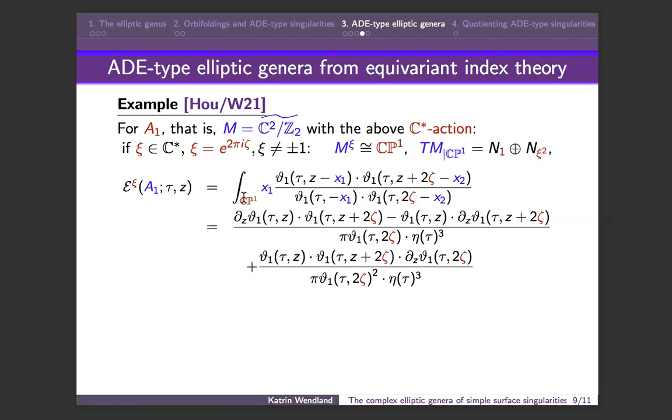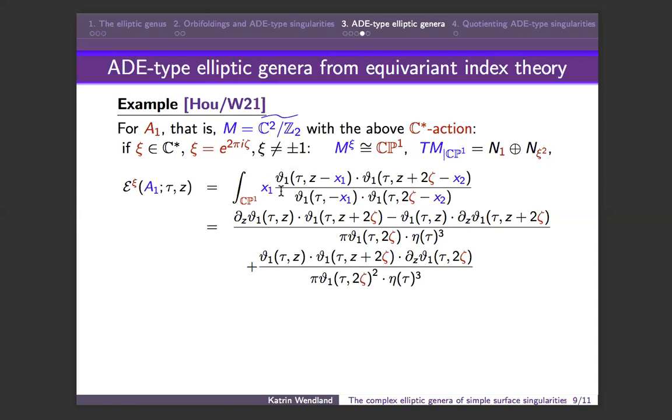And now I insert into the formula that I gave you. We integrate over CP1. We copy out these Chern roots, there are two of them here, and then this product here takes into account the two eigenvalues that we've read off. So here we have zeta lambda equal to 0, and here we have zeta lambda equal to 2 zeta, which is what we get from here.